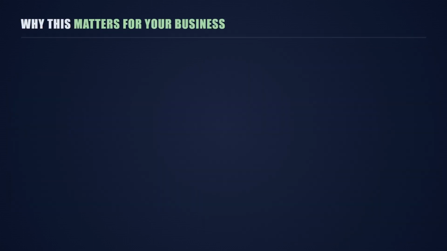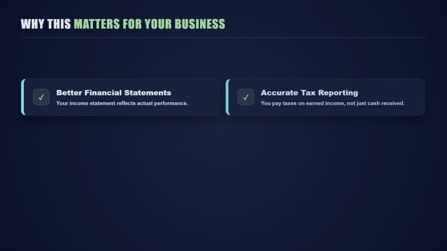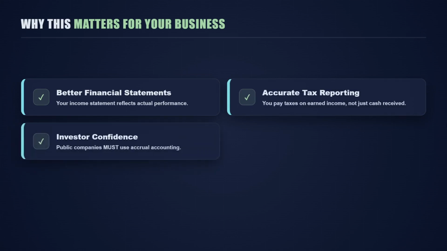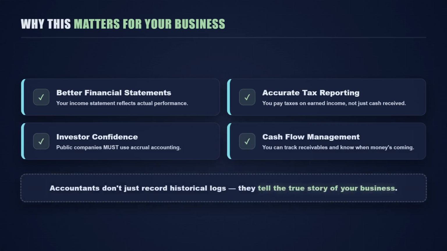Understanding this changes everything. Better financial statements. Your income statement reflects actual performance. Accurate tax reporting. You pay taxes on earned income, not just cash received. Investor confidence. Public companies must use accrual accounting. Cash flow management. You can track receivables and know when money is coming. This is why accountants are worth their weight in gold. You're not just recording transactions, you're telling the true story of your business.